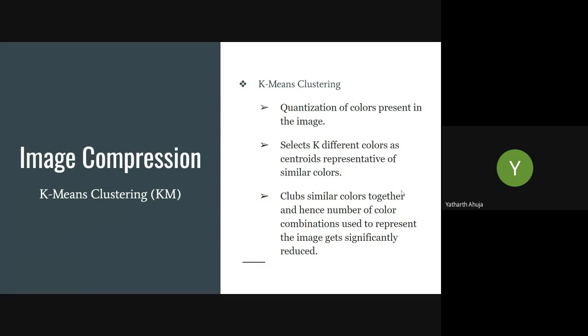The first method considered here is the k-means clustering, which works by quantization of various pixels in the image on the basis of their color. It selects k different colors as centroids representative of similar colors, and then consequently clubs or clusters similar colors together, and hence the number of color combinations used to represent the image gets significantly reduced.